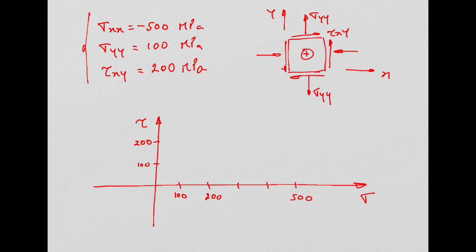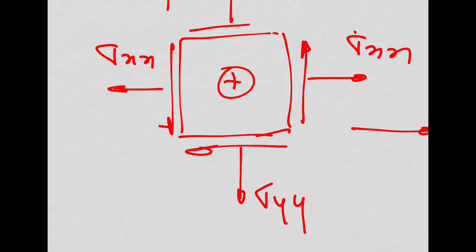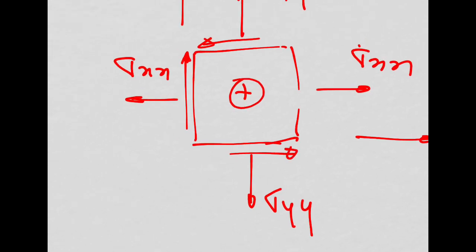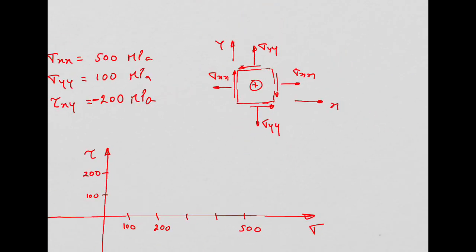That is one thing. If instead of sigma x, I, for example, give you the shear stress negative, what you have to do is all the shear stresses you have here, you need to reverse their orientation. So this will be like this, like this, like this, and then like this. And then you put here the 200. This is important then for the Mohr circle.